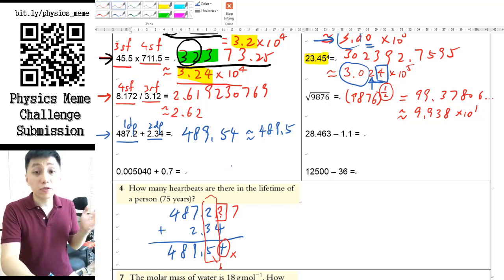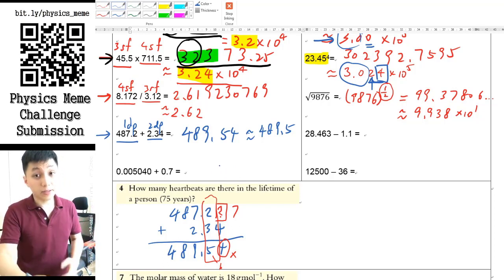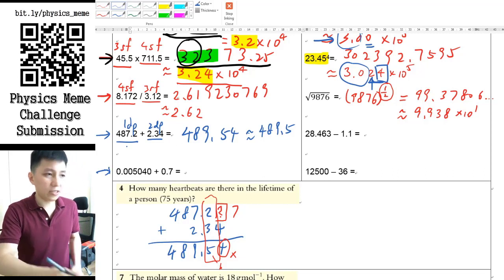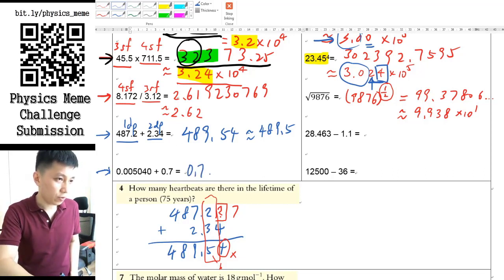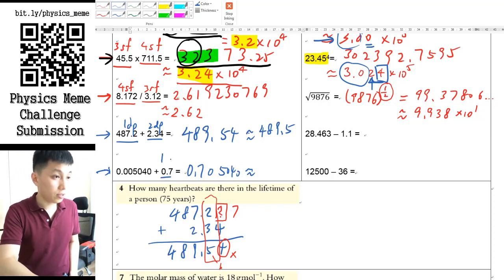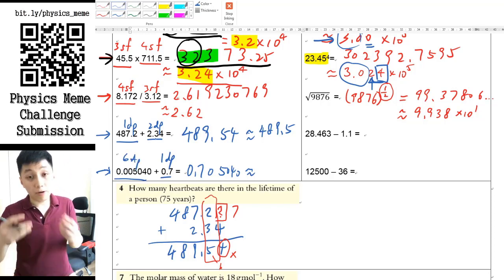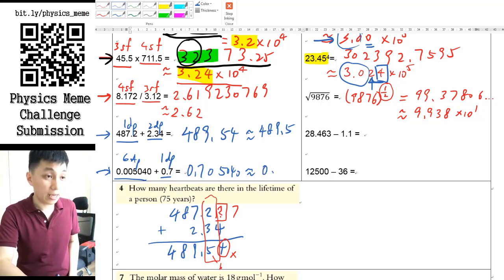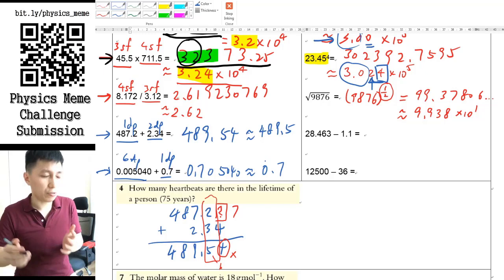Alright, so let's just finish the rest of them very quickly since you should have mastered the idea already. For the next question here, you don't actually need a calculator because if you just add them for the whole number, it would just be 0.705040. Okay, but then if you think about the rule that we talk about here, this is 1 dp. The one at the front is actually 6 dp. Doesn't really matter because our rule told us that we have to only take 1 dp. So that means the answer is just really 0.7.